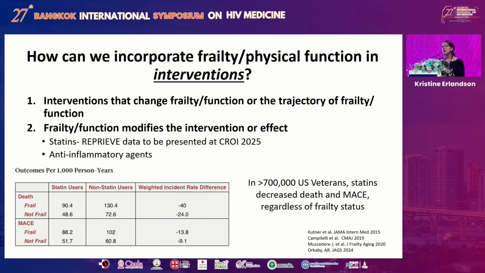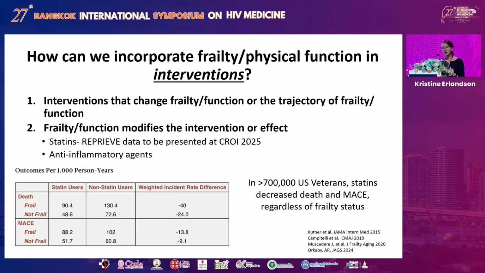So another way that we can include physical function is by looking at whether frailty or function modify the effect of an intervention. So is someone who's frail more or less likely to respond to an intervention? Statins have been a particular interest in this area. So should we be giving statins to an older adult who's frail, who has multiple comorbidities? Are they also likely to benefit from this intervention? Or anti-inflammatory agents, such as targeting these inflammatory pathways in people with HIV? Are people that are more or less inflamed as likely to benefit from these agents?